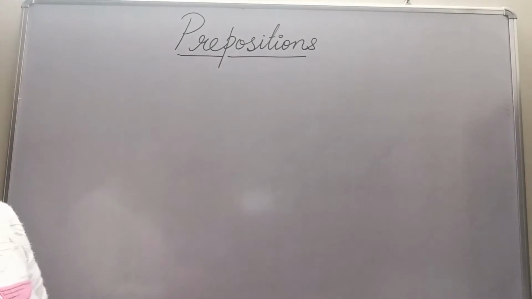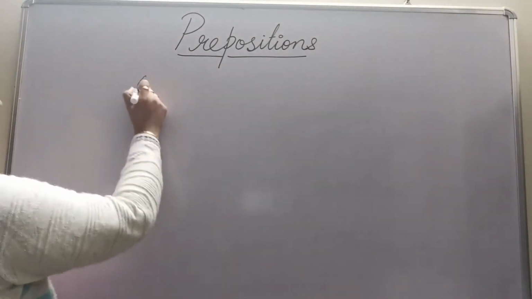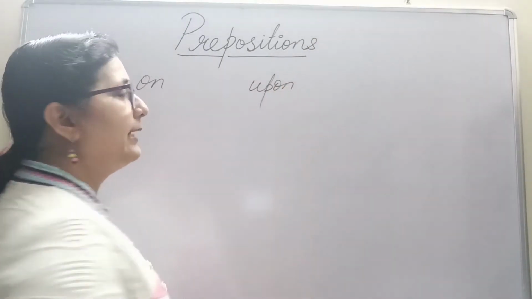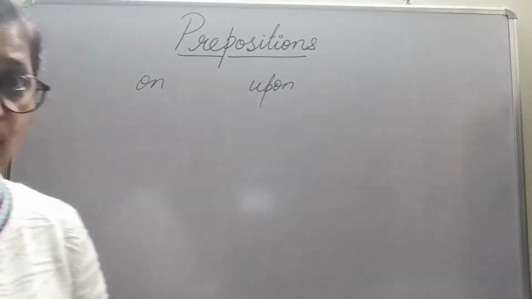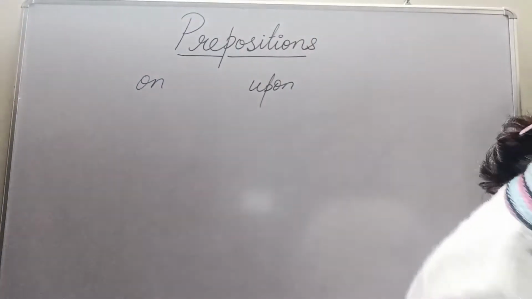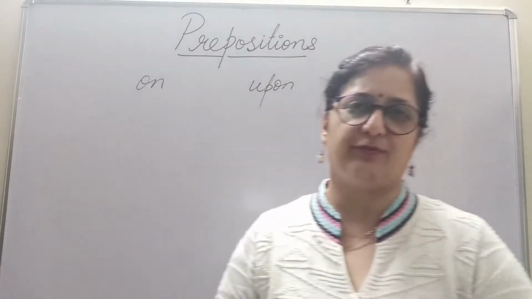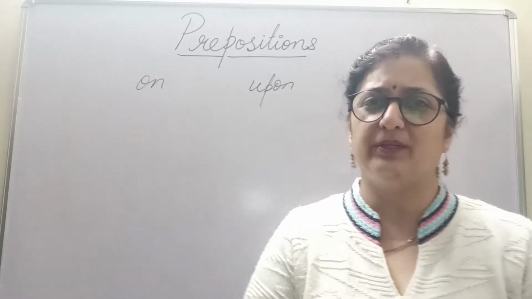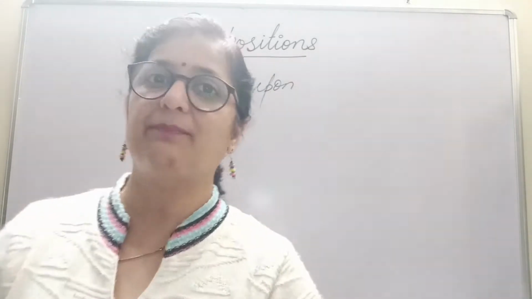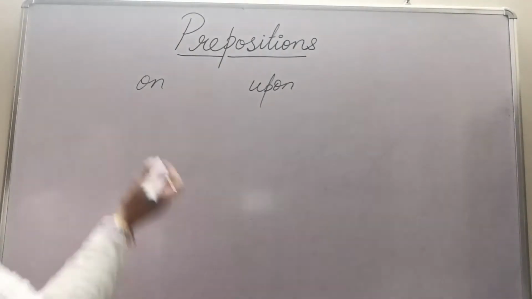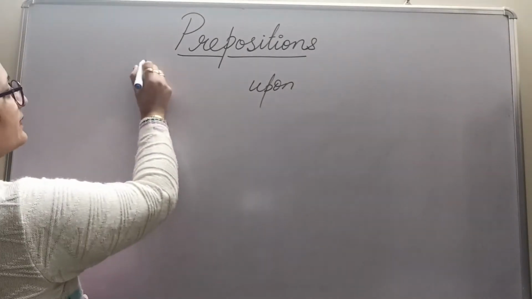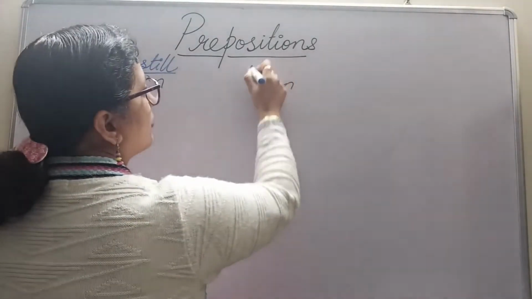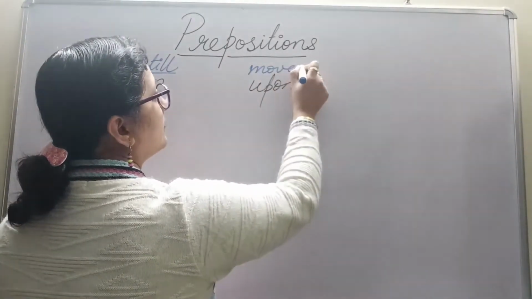First and foremost, let me discuss with you on and upon. Now, when do we use on and when do we use upon? There is a basic difference. If we are clear with the concept, it's not going to be difficult at all to pick up the correct preposition we need. One talks about when something is still, not in movement. And the other one talks about things when they are in movement.